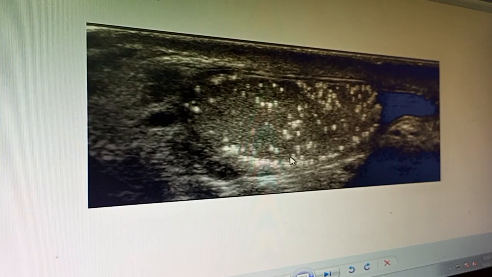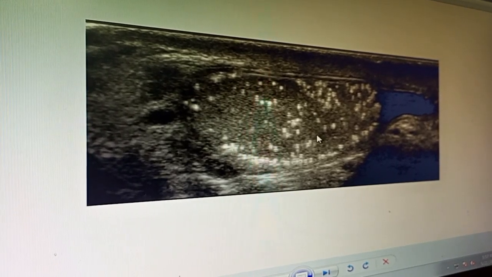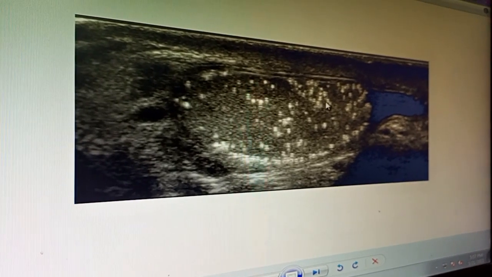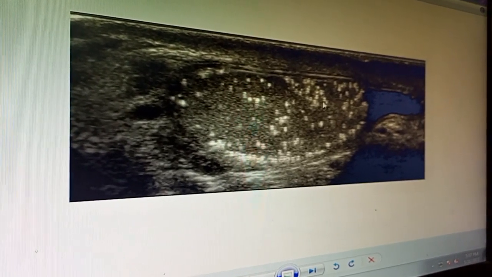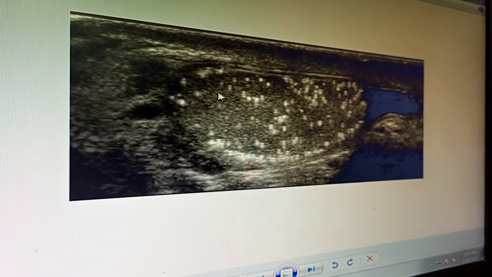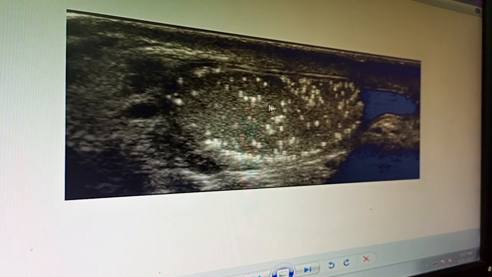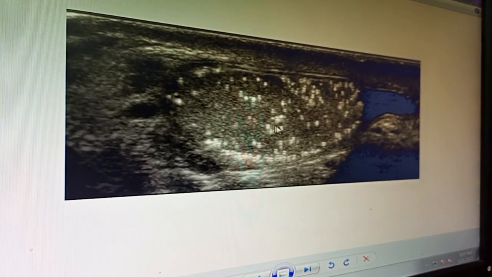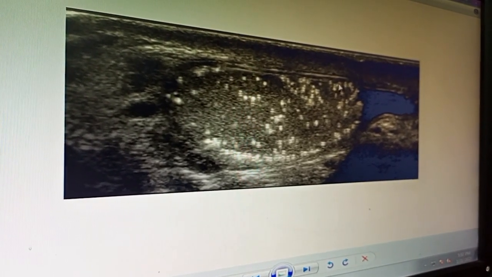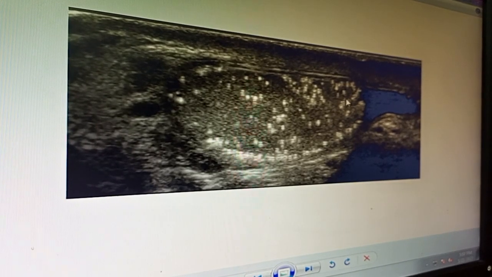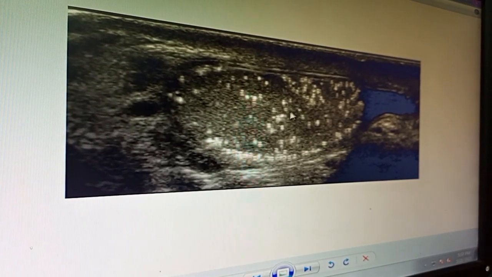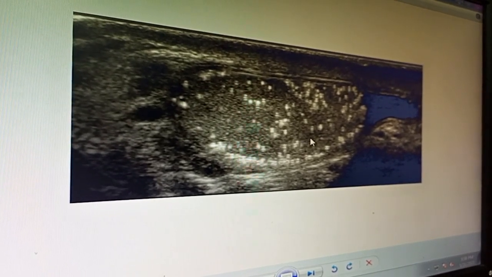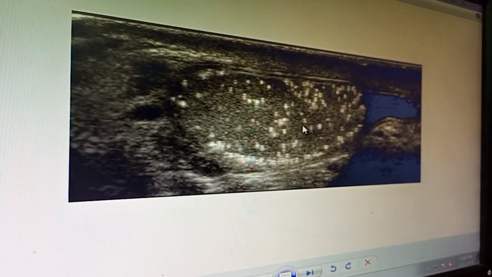Their size is less than 5 mm or more than 5 mm, and it is associated with some tumors like the germ cell tumor. So this is the case of the testicular macrolithiasis. Echogenic, non-shadowing structures are noted throughout the testes. You can see this. It is hypothesized that it is sometimes associated with testicular cancer, like germ cell tumor.